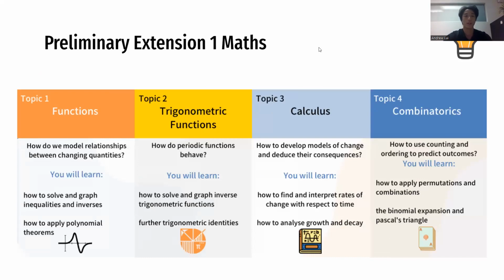Preliminary Extension 1 maths. We'll continue on functions and trigonometric functions, but this will get a bit more complicated, same with calculus. And then combinatorics. This is to do with the maths of counting. It sounds pretty basic when I say it now, but you'll be working with probability, counting, and ordering objects.